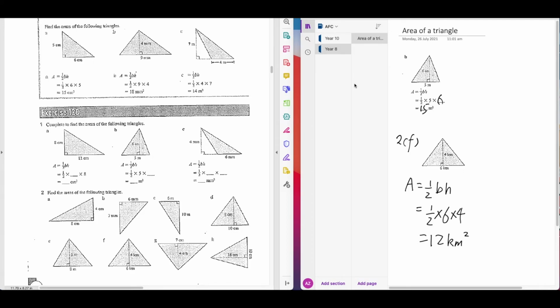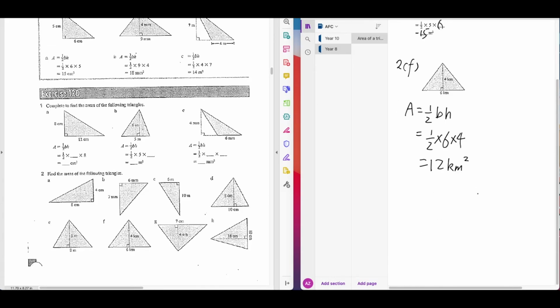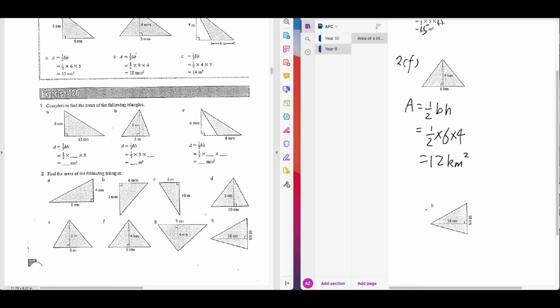Right, so let's do a more tricky example. Okay, let's do example H. As you can see, I think this is a slightly more tricky example because normally we're used to seeing that the horizontal line is the base, right? In most questions so far. But in this question, would you say this 18 is the base? No, this is not the base. So what is this 18?